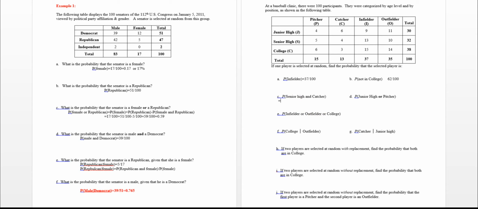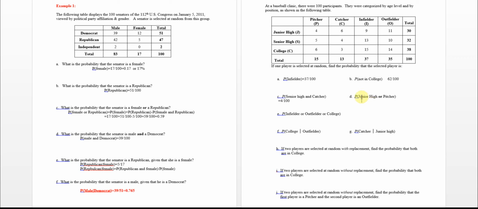If I want to look at high school and a catcher, that's an intersection. That's going to be just inside the square. So high school and catcher, where is it? Oh, 4 out of all of them, so 100, because there's no given here. It's very easy to confuse the ands with the givens. It's not that I'm only considering high school seniors or only considering catchers. It's not given that they already were a catcher. It's I want to know what's the likelihood that I get both of these.